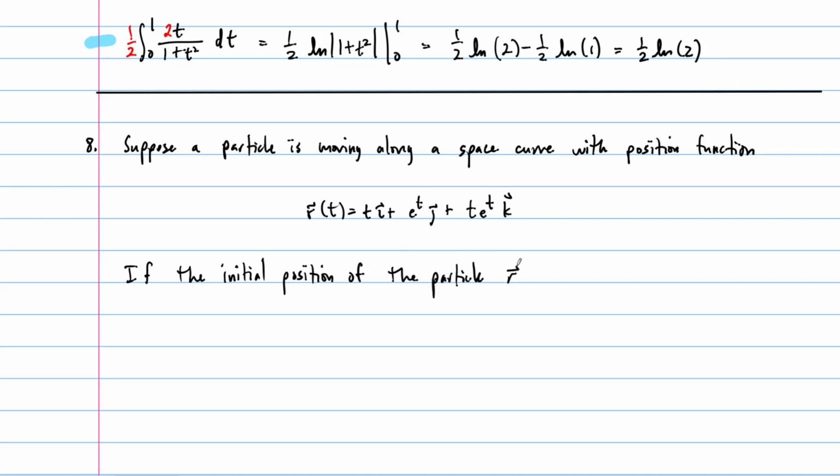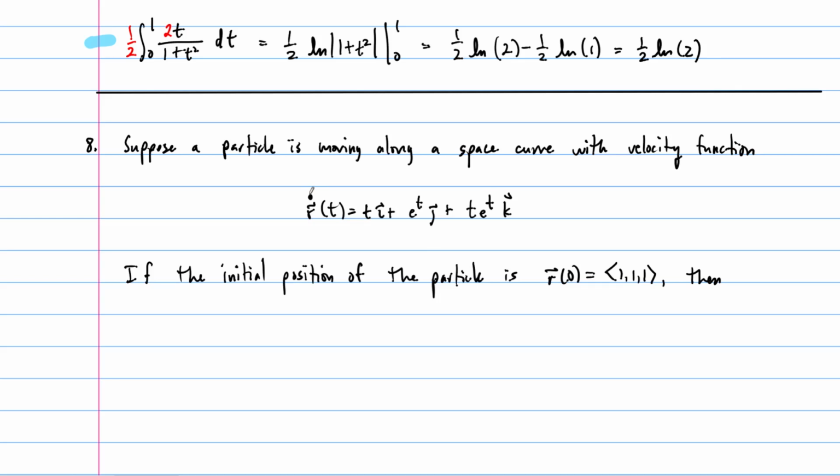is r of 0 equals the vector, so location 1, 1, 1, then can we find, sorry, I have totally messed this up. This should not be the position function, this should be the velocity function. So the particle's moving along a space curve with velocity function r dot equal to this.